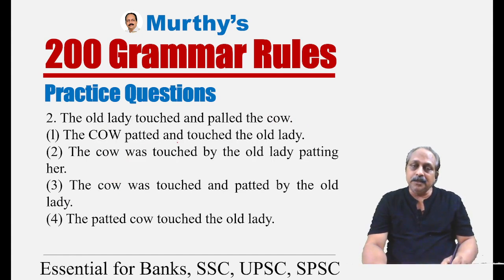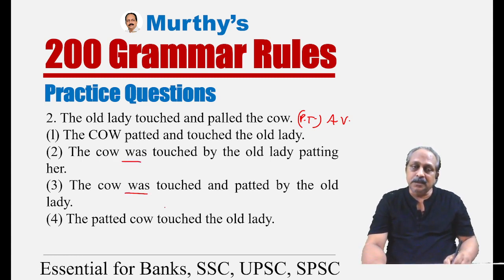The old lady touched and patted the cow. First, you have to know which tense it is. Touched, that means it is past tense. Is it active voice or passive voice? It is active voice. Now you have to find out the option. Here it is in past tense. Then you have to look for the primary auxiliary to be in past, and the cow becomes a singular subject.